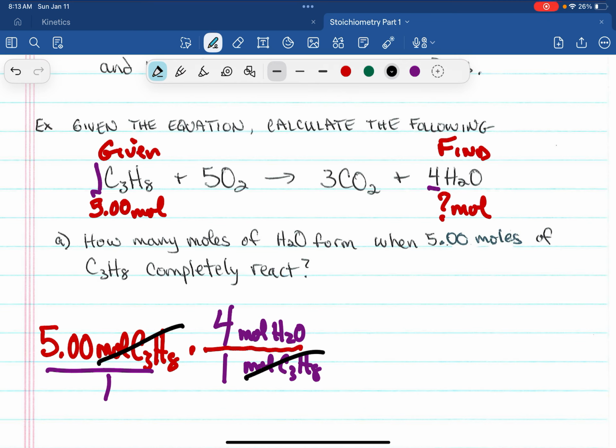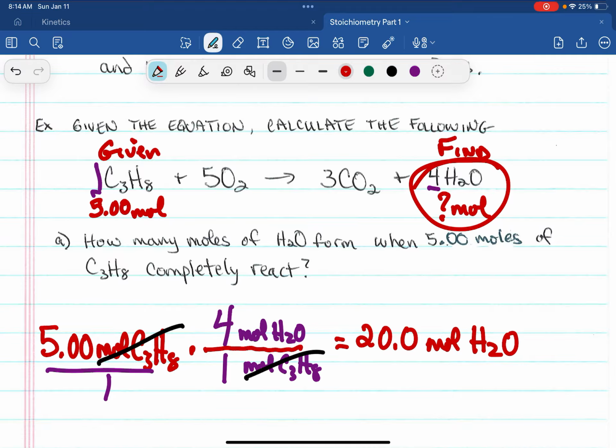If you don't put these units on, how will you know if you've got things in the right place? That's why I require units, because it's going to make you get the problem right more often than not. So now I'm done because it asks for moles, and the only unit I have left is moles of H2O, which is what I was looking for to begin with. So I'm just going to multiply 5.00 times 4 would be 20.0 moles H2O. Why not 20.00? Because that's wrong.